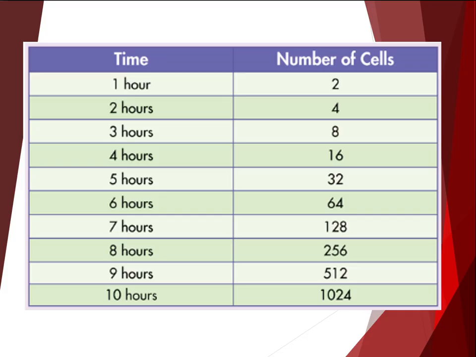As an example, imagine a population of bacteria that reproduces by each cell dividing once per hour, so that the population doubles every hour. The table on your screen here shows the number of bacterial cells over a period of time, starting with a single cell. Notice that after 10 hours, the population has increased from 1 to 1,024.